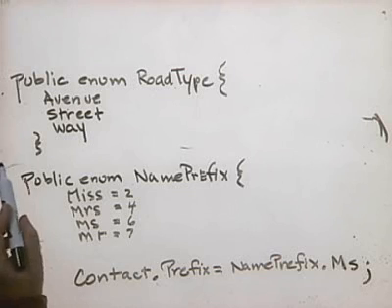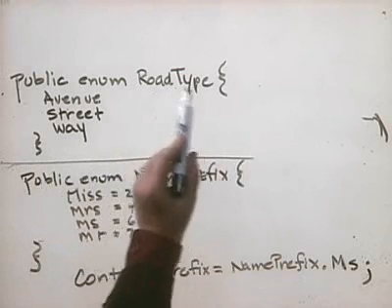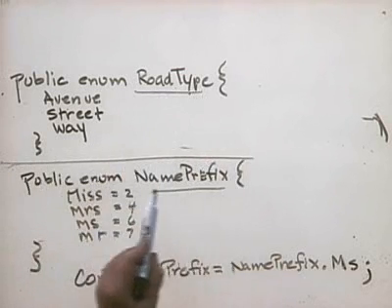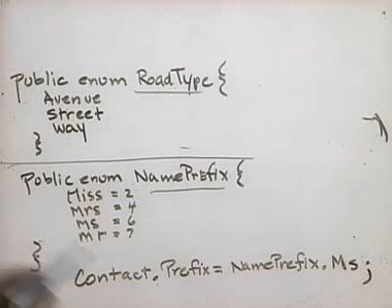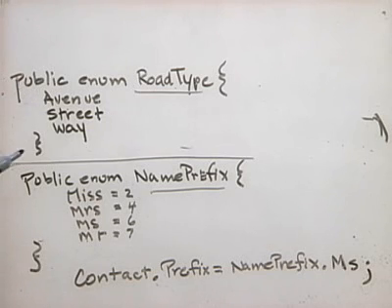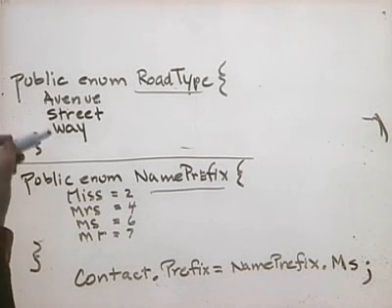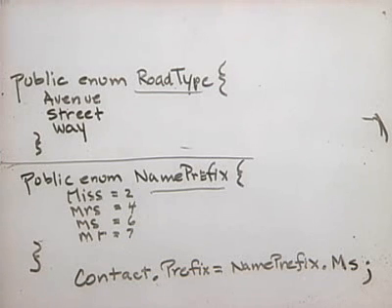Here we've created two enumerators, one called row type and one called name prefix. Now what enumerators allow you to do is group together a list of constants that share a common factor. These are all road types. So if you were building an application where you were shipping mailing labels out, you might want to store a road type enumerator to be used by users who are typing in addresses.